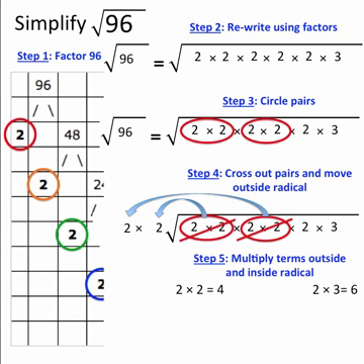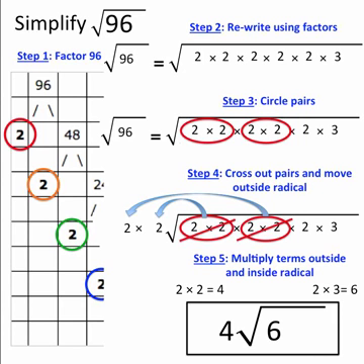So my final answer is going to be what's outside the radical, 4, times the square root of what's inside the radical, 6. So 4 root 6, or 4 times the square root of 6, and that's the most I can simplify. There's no way to simplify it any further than that.